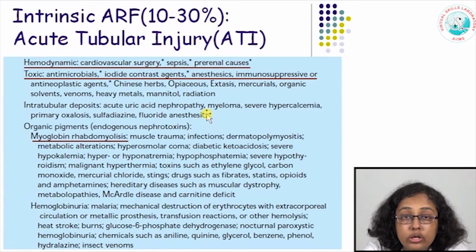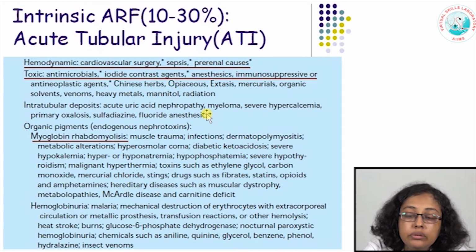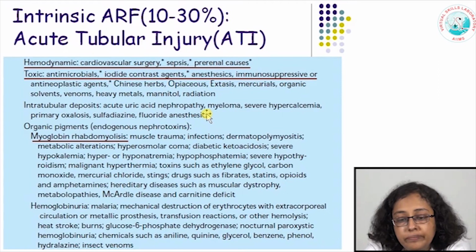Radio contrast agents, which are commonly used for CT scan, coronary angiographies. Immunosuppressive drugs like cyclosporin. Some alternative medicines like Chinese herbs are known to cause it. Heavy metals, especially mercury, are known to cause acute tubular injury. Snake venoms, radiation injury. Certain molecules, in some disease conditions which produce excessive proteins like multiple myeloma, very high calcium levels, very high oxalate levels seen in primary oxalosis. All these things can get deposited in the kidney tubules and lead to tubular injury.